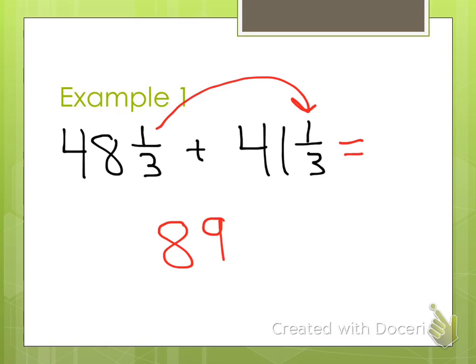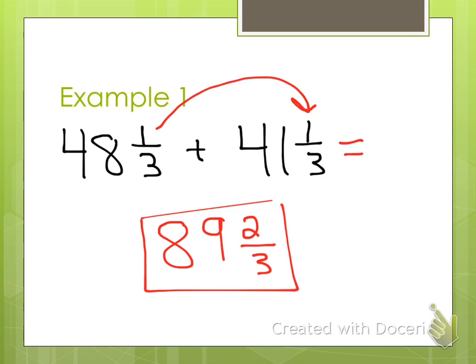And then you just add your numerators. 1 plus 1 is? 2. And add your denominators? No. You leave them the same. Now, that's the one thing that even though you learned that way back in your early elementary days, it's easy to forget. Remember, when we're adding and subtracting fractions, we never add the denominator or subtract it. It stays the same. 89 2/3 is my answer.